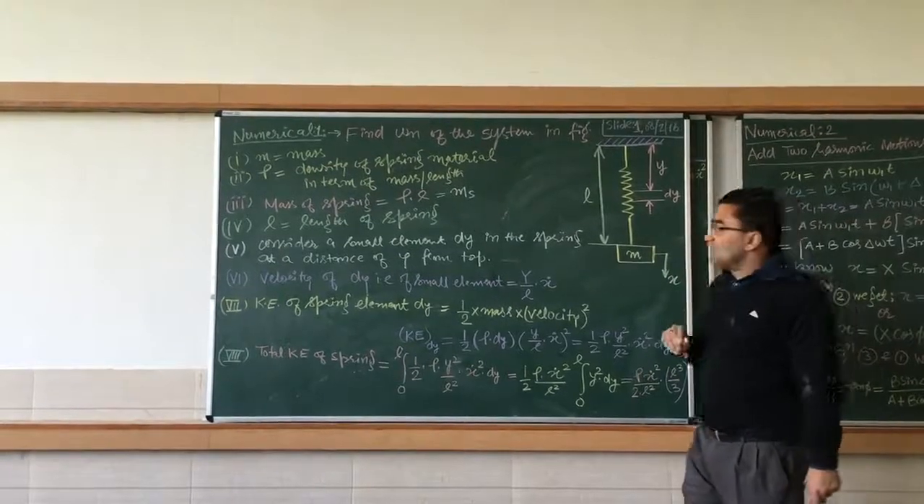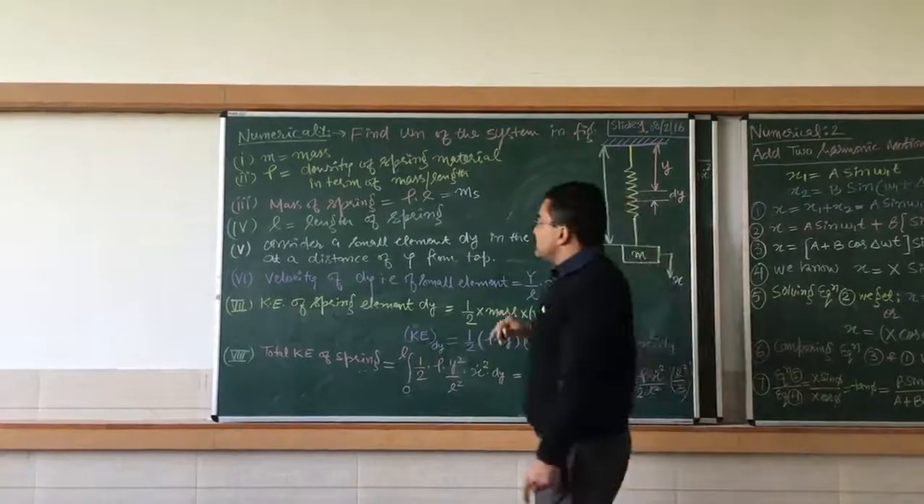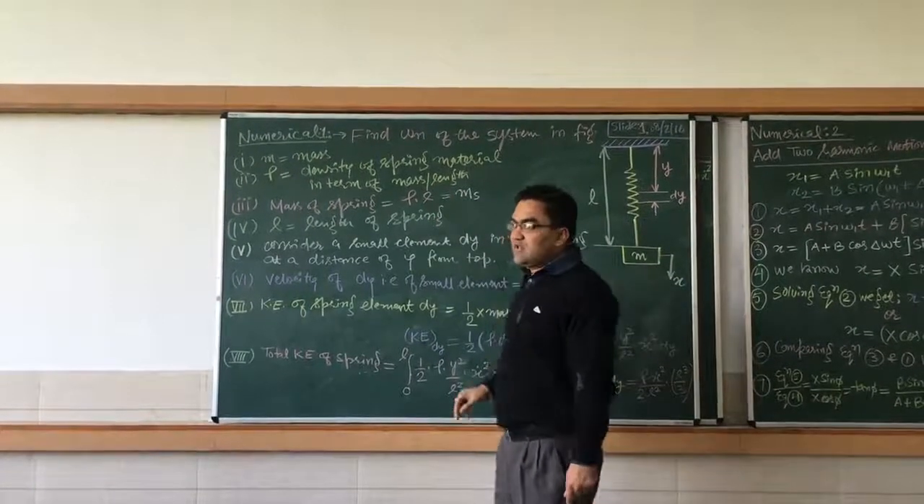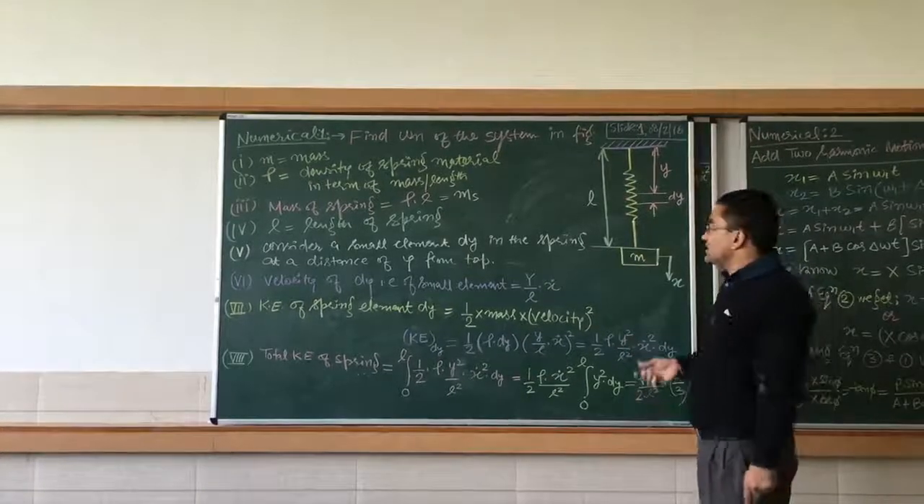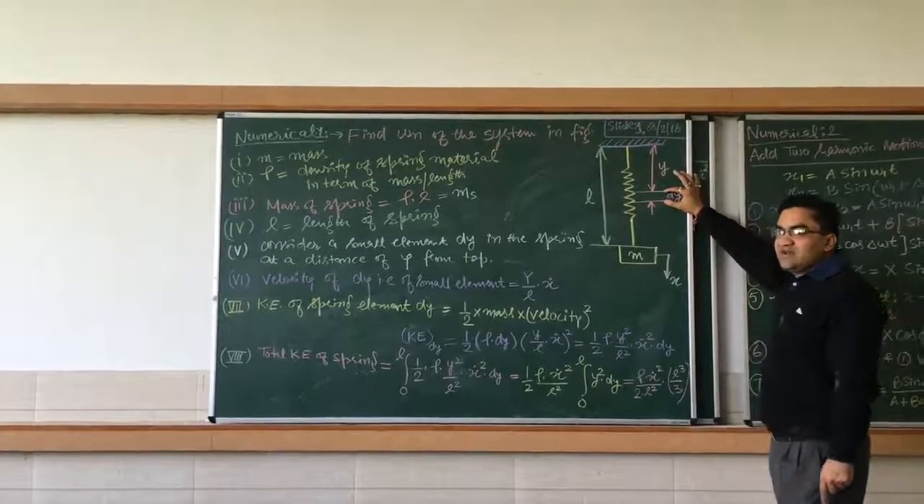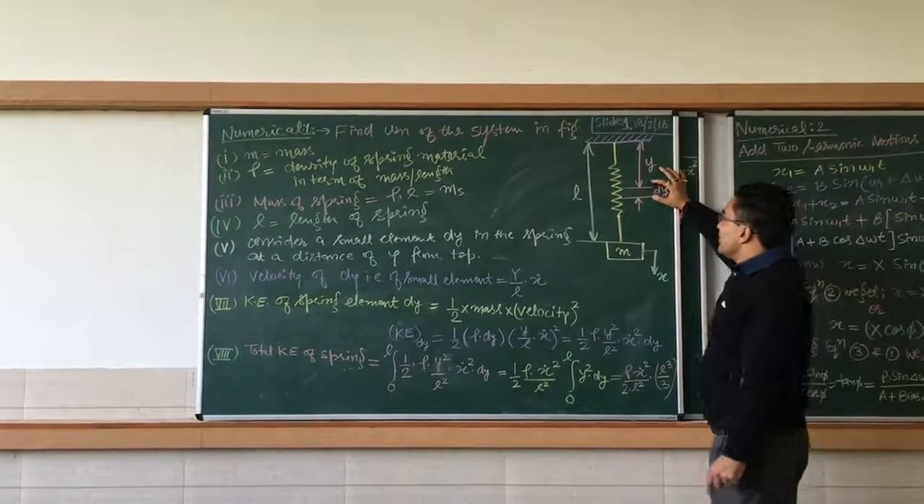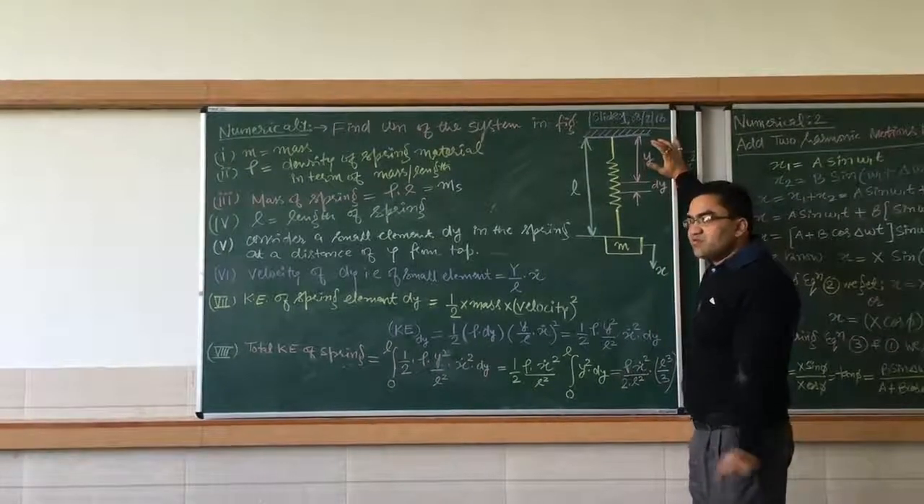Moreover, one more thing is given, that the density of the spring is given. Density means in terms of the mass per unit length. If you have this length, you can calculate the mass of it. So we are assuming an element of length dy out of this spring, at a distance of y from the top. This is assumption number 1.